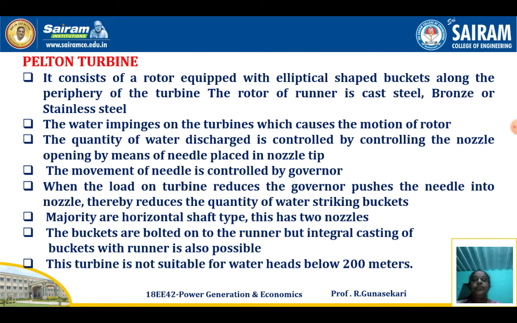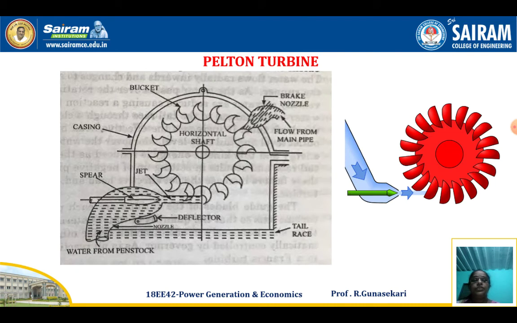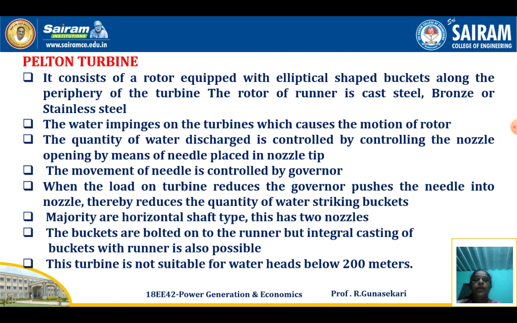It consists of a rotor equipped with elliptical shaped buckets. Buckets, you see in the diagram, the half semicircle like this is there, no? That is the bucket. Right hand side I have mentioned, no? That is the bucket only. So it consists of a rotor equipped with elliptical shaped buckets along the periphery of the turbine.